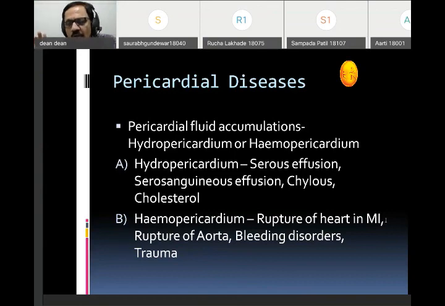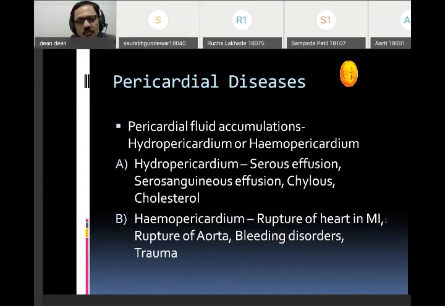So that's all about pericardial diseases and pericarditis. You should not forget the difference between pericardial fluid accumulation, which consists of either hydropericardium or hemopericardium, and pericarditis. It may be acute or chronic. Acute may be serous, fibrinoserous, purulent, hemorrhagic, or caseous. In chronic, you should not forget chronic adhesive and chronic constrictive.